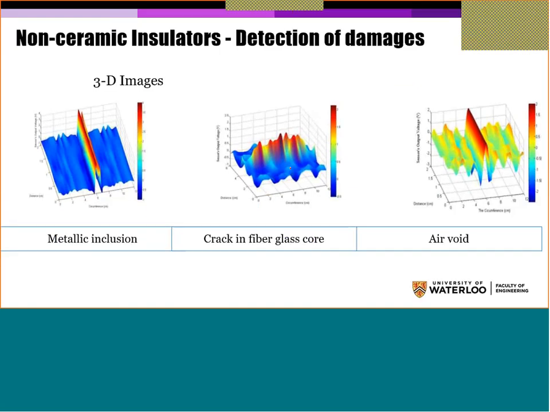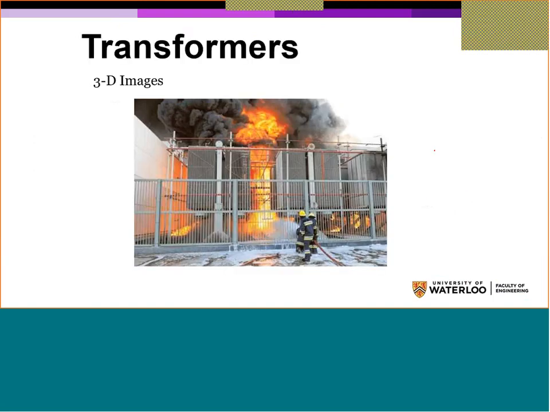Now, we can do another interesting thing, which is a 3D image of the insulator. And here we have a metallic enclosure. You can see a very sharp increase. If there is a crack, you can see here, this is a crack, so it has multiple peaks. And if there's an air void, there is one peak here. So even like a CT scan or an imaging system, we can detect it.